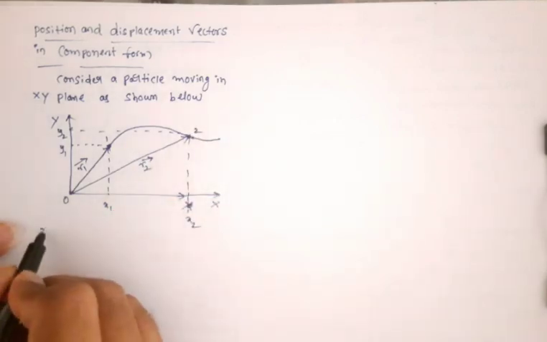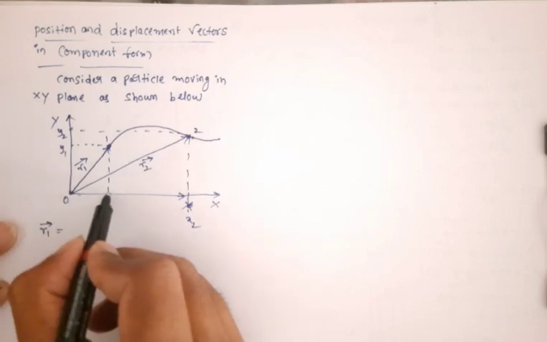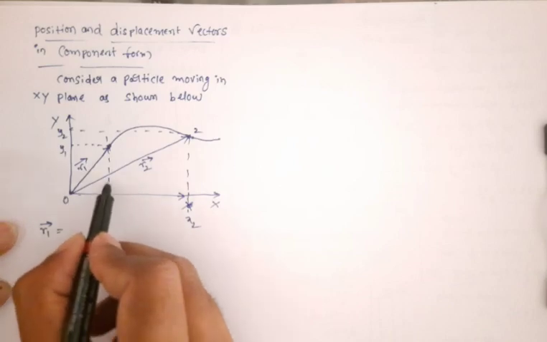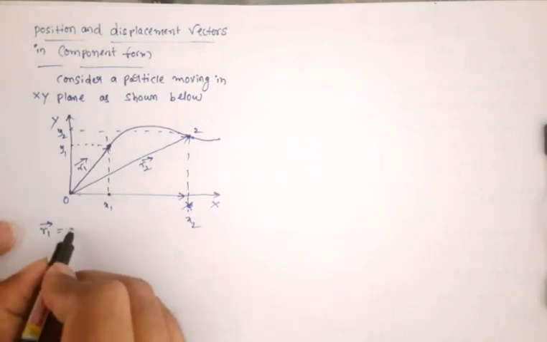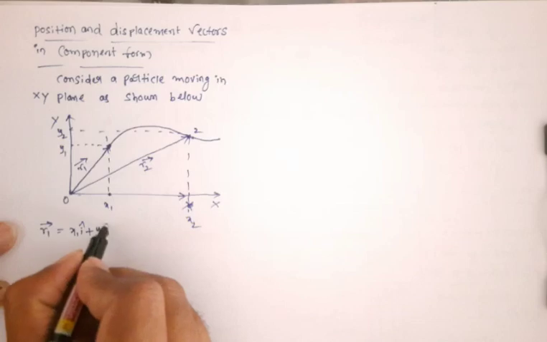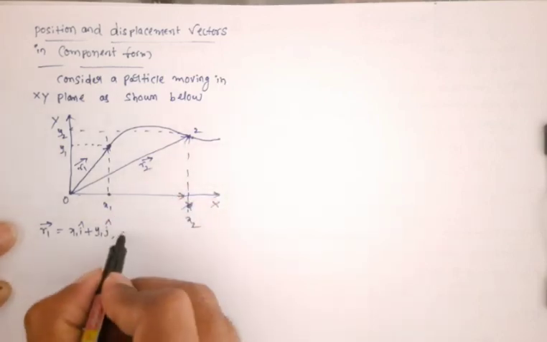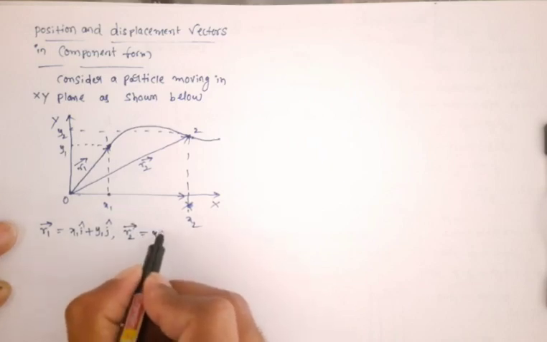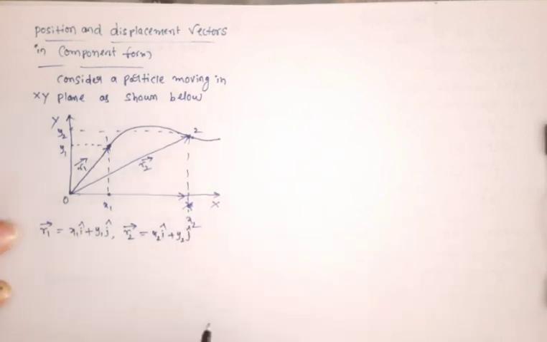So R1 bar is equal to, from here to here you can write x1 into I cap, and from here to here you can write y1 into j cap, because I cap is unit vector along x-axis and j cap is unit vector along y-axis. That is, this is towards y-axis only, right? So x1 into I cap plus y1 into j cap. Now how do we draw second point position vector? R2 bar. R2 bar is equal to, you can write x2 into I cap, plus y2 into j cap.